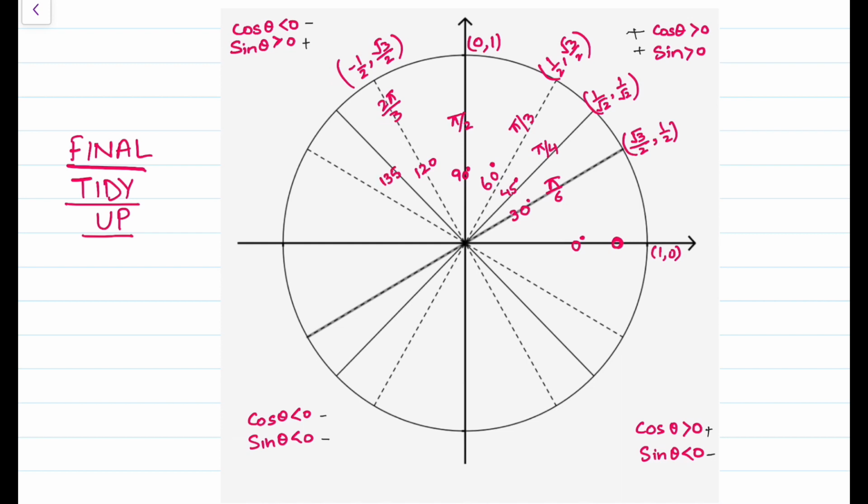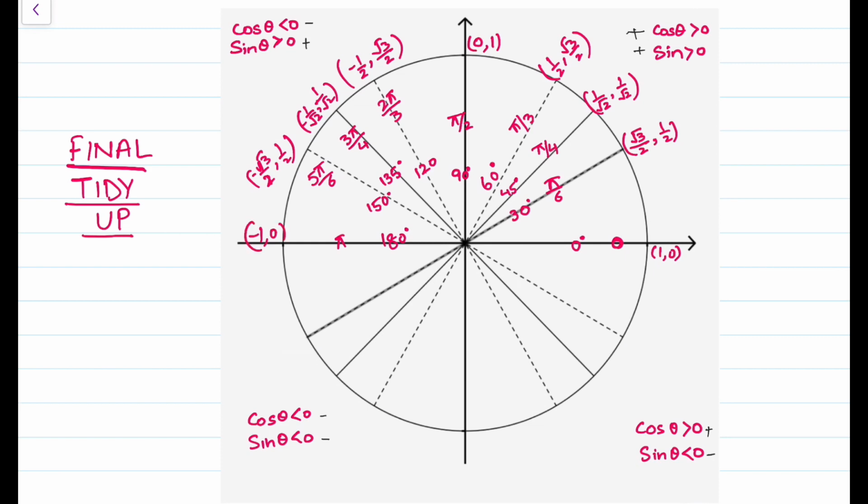All right, the next one is 135 degrees, which is 3 pi over 4, and the values here are minus 1 over root 2, 1 over root 2. So its cos is negative. The next one is 150 degrees, which is 5 pi over 6, and the values are minus root 3 over 2 comma half. The next one is pi, which is 180 degrees, and its values are minus 1 comma 0.